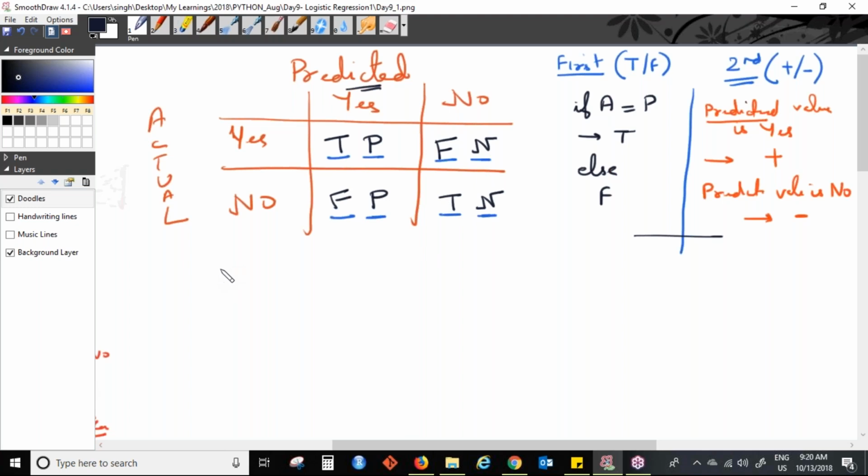So now if I have to write the same formula again, accuracy, what is the formula for accuracy, guys? Tell me. What should I write? What are those two numbers that I will add? Which two numbers will I add here?